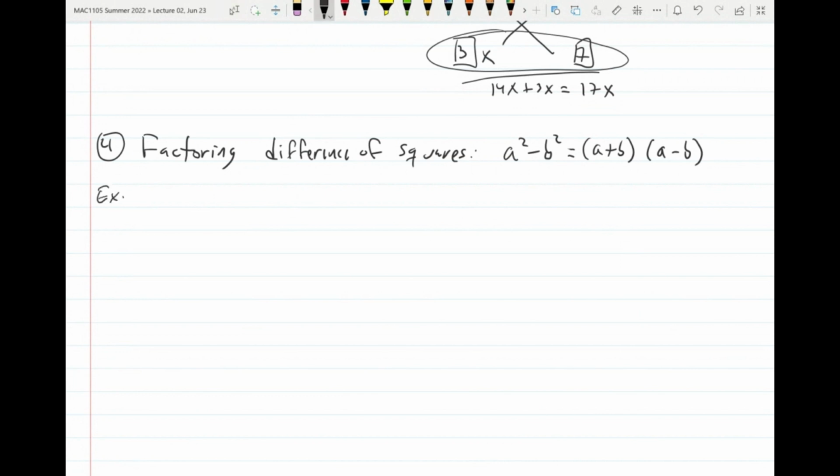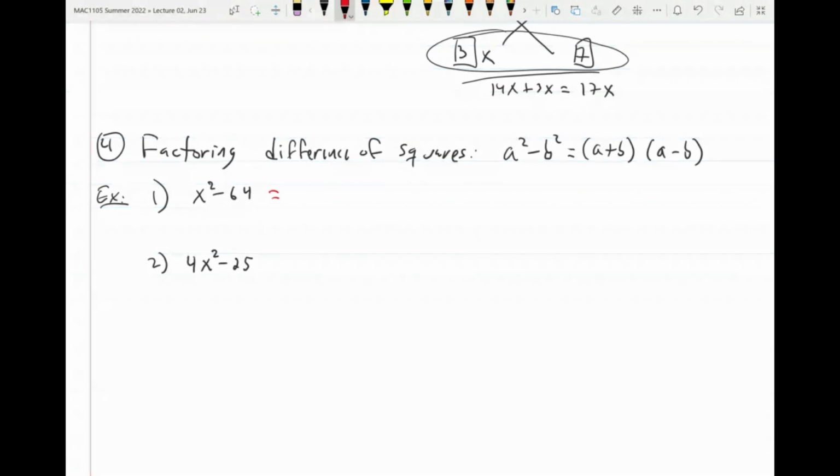So let's do a couple of examples. So let's do x squared minus 64. And let's do 4x squared minus 25. So here the point is to identify what's A and what's B. And then once you recognize this, then you're good to go. All right. So how about the first one? Do you recognize that this is a difference of squares? Yes. Okay. So how do we factor this?